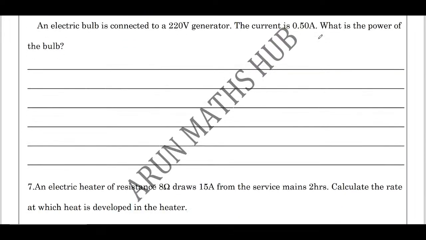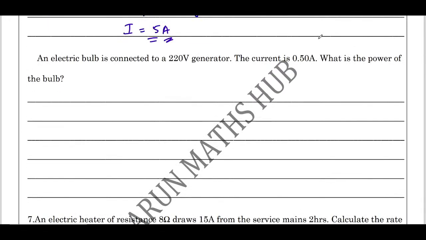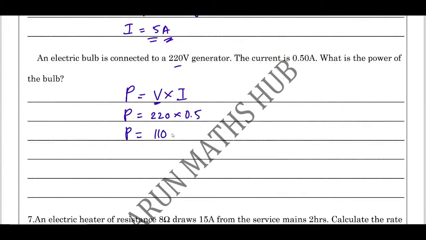Moving to next question. An electric bulb is connected to a 220 volt generator. The current is 0.50 ampere. What is the power of the bulb? So power P equals V into I. This is a simple 1 mark problem. Power P equals, what is the voltage? It is 220. Current is 0.5. That is P equals 220 into 0.5, which is 110 watts. Therefore the power of the bulb is 110 watts.